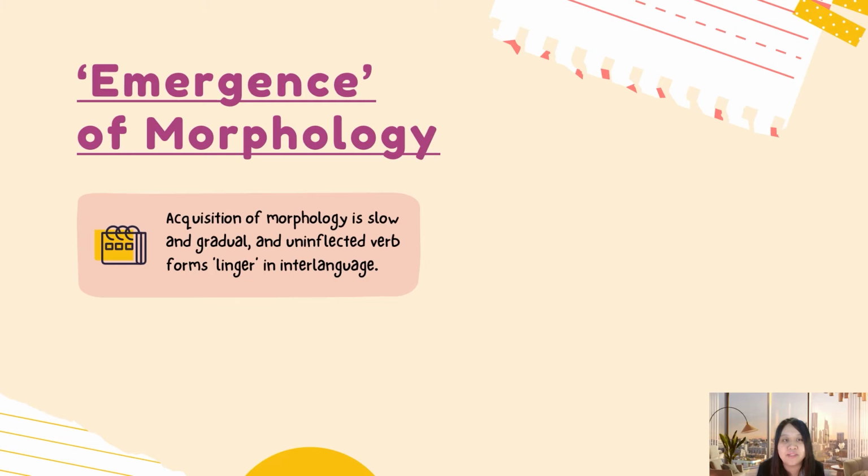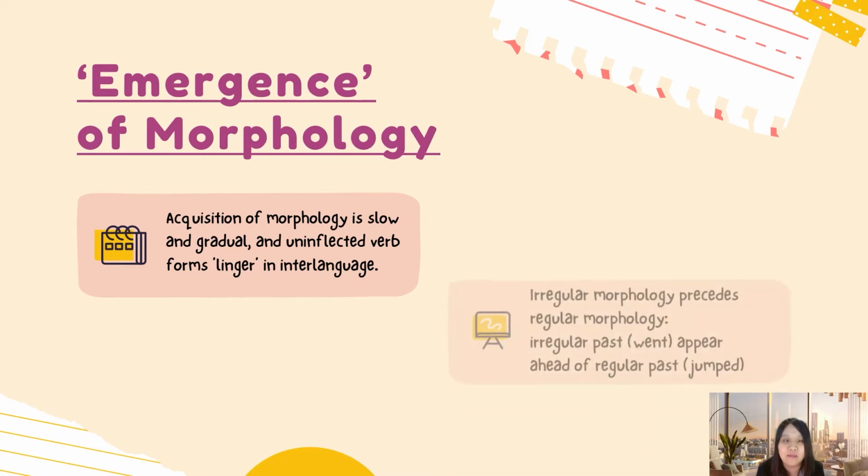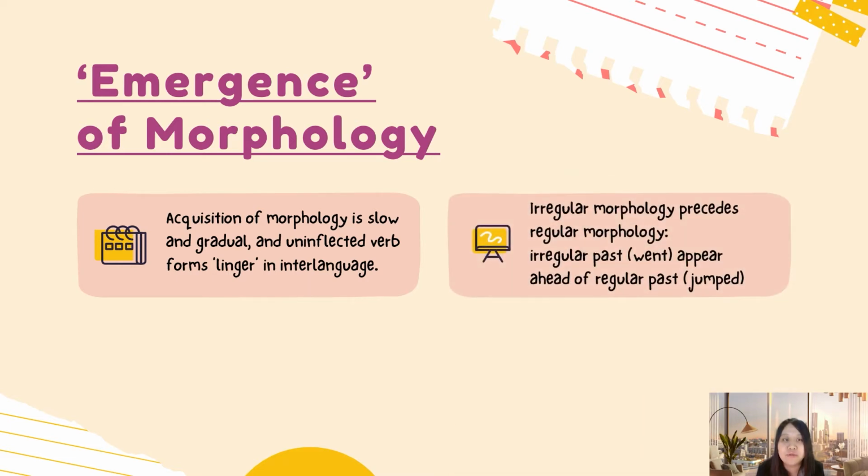The first one is that the acquisition of morphology is slow and gradual, and uninflected verb forms linger in the interlanguage. There is also that irregular morphology precedes the regular morphology. For example, the irregular past forms like went, came will appear ahead of forms such as jumped, ended.